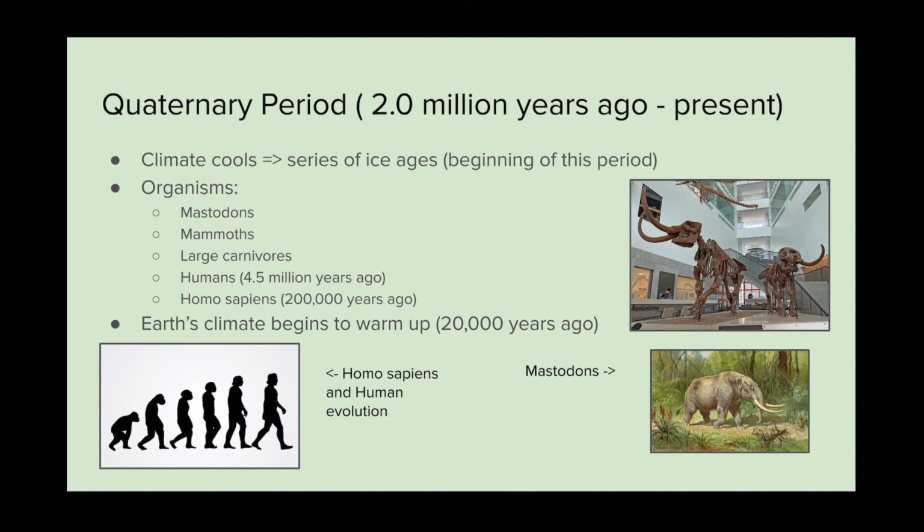Mastodons, mammoths, and large carnivores started appearing around this time, and the earliest humans only existed 4.5 million years ago. However, Homo sapiens only appeared 200,000 years ago, and the Earth's climate only started to rise 20,000 years ago.